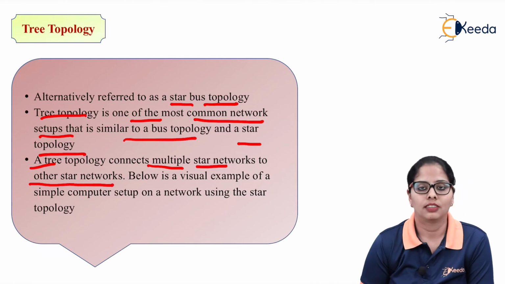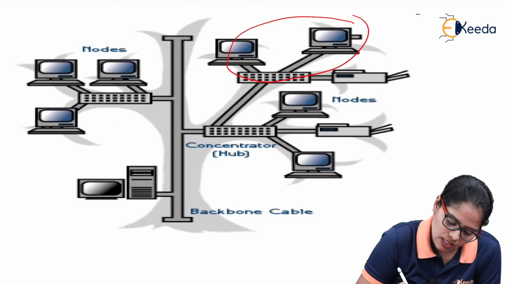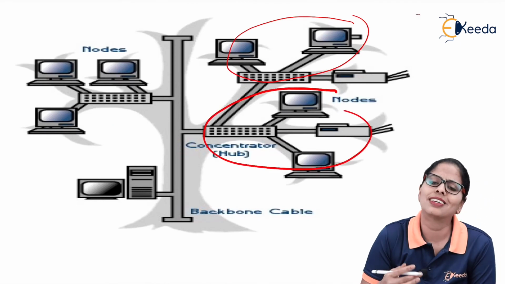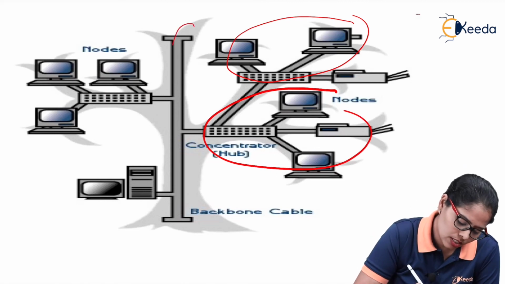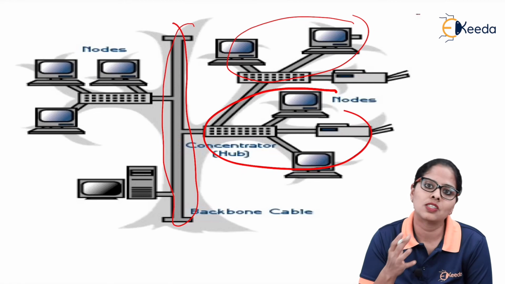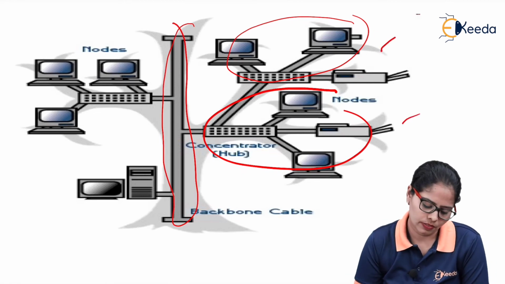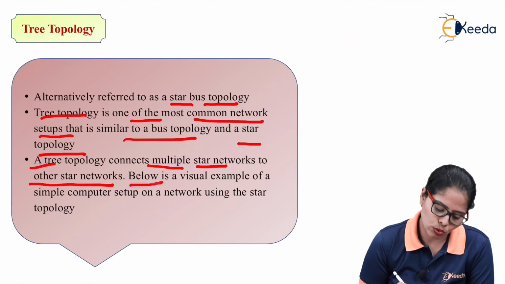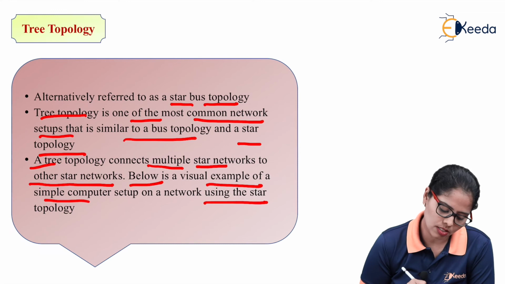Now see here, this is one star network, and this is another star network. It is a combination of the star topology, and over here this is a bus. So it is a combination of star as well as bus topology, and here you can use multiple star networks. Below is a visual example of a simple computer network setup using the star topology.